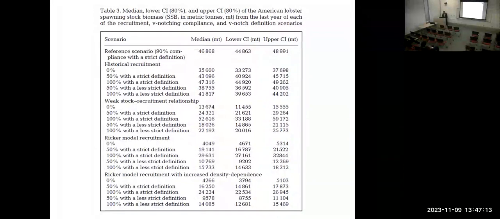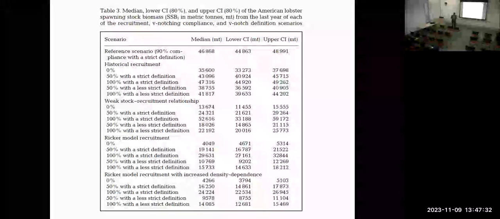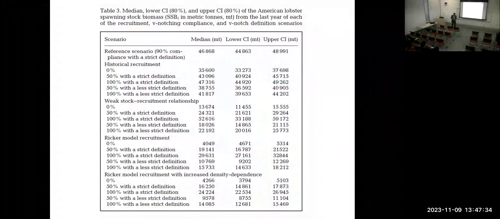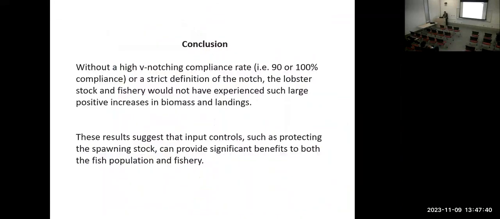And not just the landings, but when you talk about biomass, it's also the highest. The 100% is much higher than the rest, and this one is the highest, and this one is also highest. So whatever scenario you consider, if you strictly enforce the V-notching program, you're going to get high landings, and your population level will be high. So all good for that. You see that impact, right?